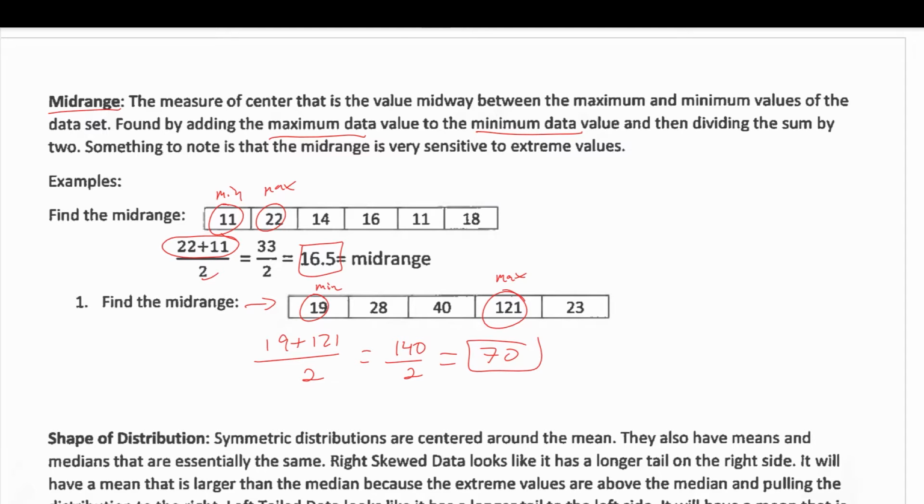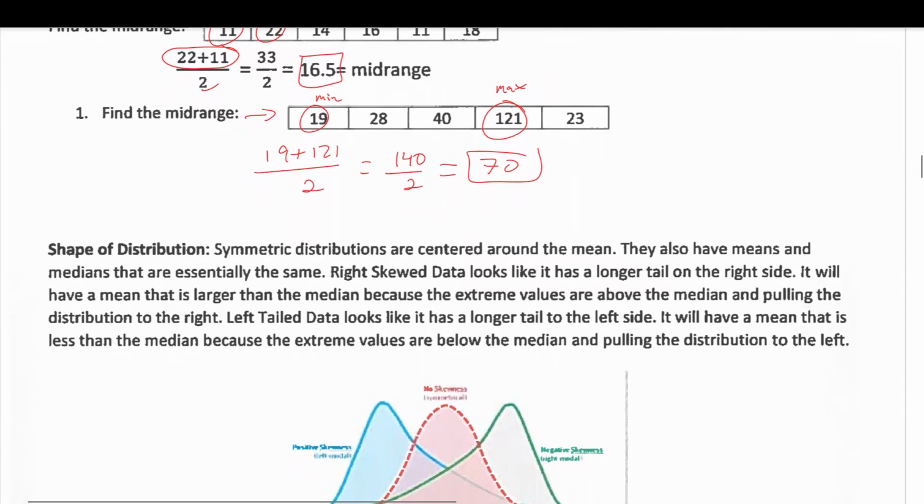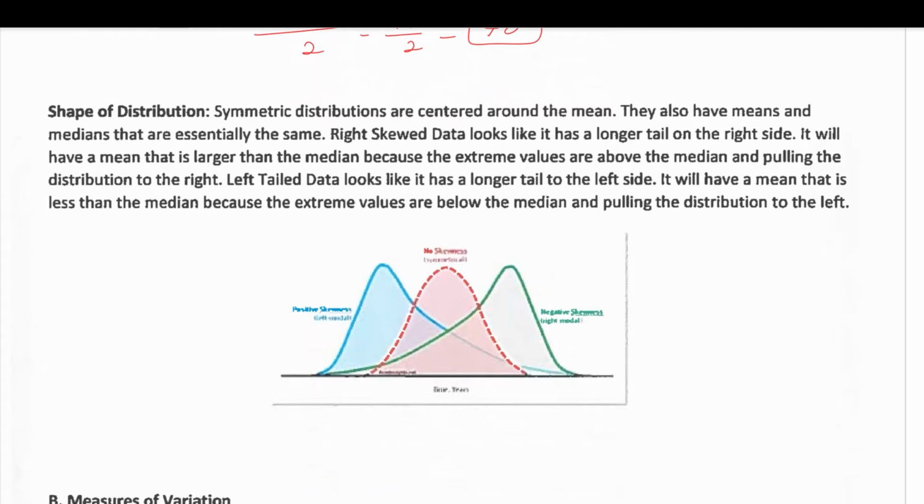One last thing on the measures of center: we're going to talk about the shape of a distribution. If you recall from the chapter 2 tutorial, we dealt with histograms. Where values were more frequent, we had taller bars, and where it was less frequent, the bars were shorter. You can look at these 3 graphs, the blue, red, and green, and think of them as histograms. But this is dealing with continuous data, not discrete data.